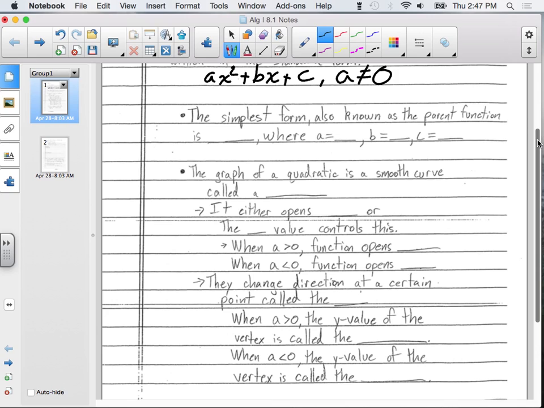Now, next one, the simplest form. It's also called the parent function. The basic, simplest form that any function can be is called the parent function. That one is y equals x squared.